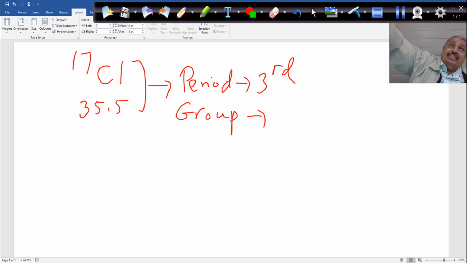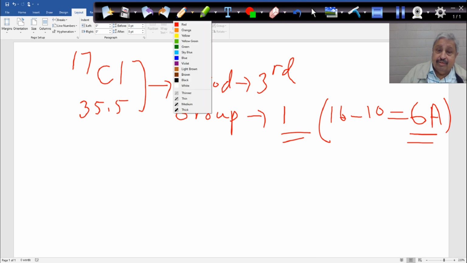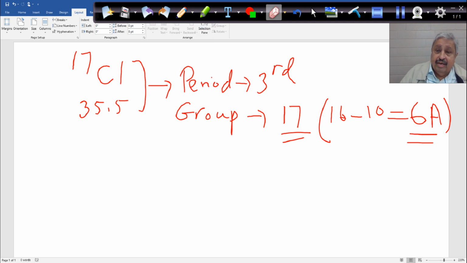13, always minus 10. So 13 is what? 13 is 3A. 14 minus 10, 4A. 15 minus 10, 5A. 16 minus 10, 6A. 17 minus 10 is 7A. Sorry about this. It is 17, so 17 minus 10.